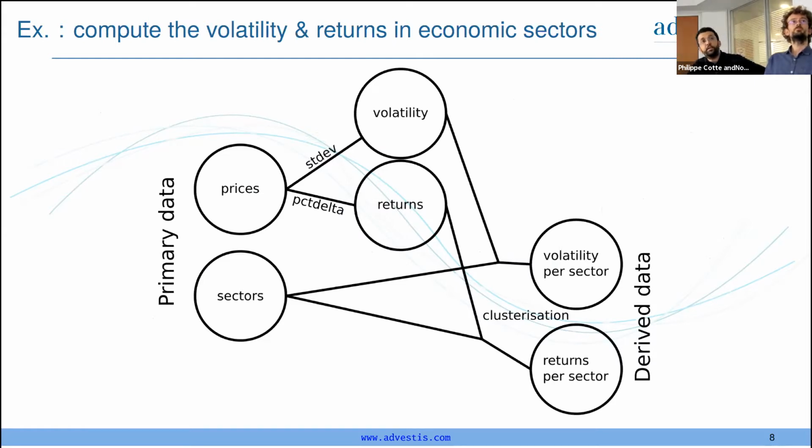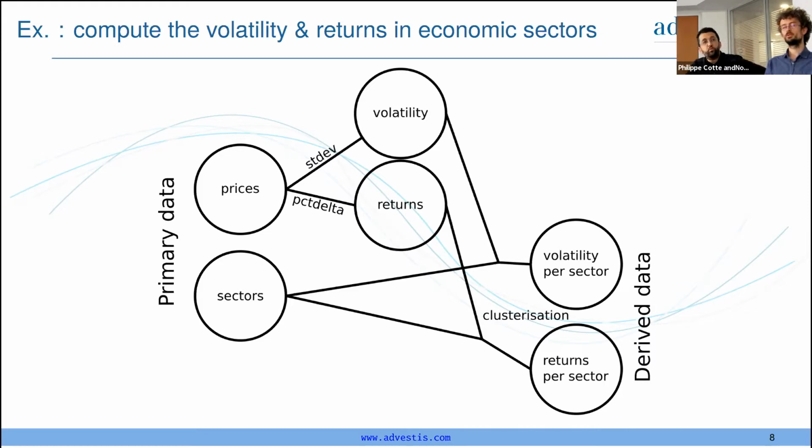And on the left you have the input data, the raw data, which is prices, ESG scores, etc. The star-shaped nodes are our operations. In the middle, we have the intermediate data, which is generated by the derivations. That is additional data from the primary data. And on the right, we have the results and the output of our operations.